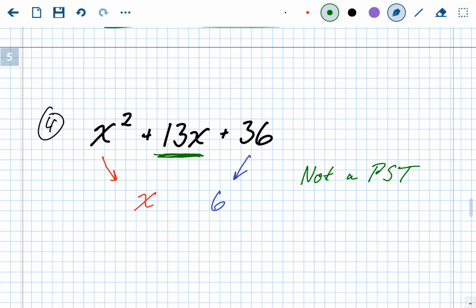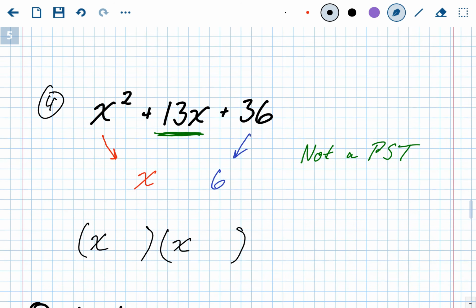So just because it looks like a perfect square trinomial doesn't mean it is a perfect square trinomial. You do have to ask and answer all three questions. Since this is not a perfect square trinomial, we can't factor it using the perfect square trinomial pattern. So we have to go back to one of our other methods, such as product sum. This one is factorable, but it's not factorable using a special pattern.